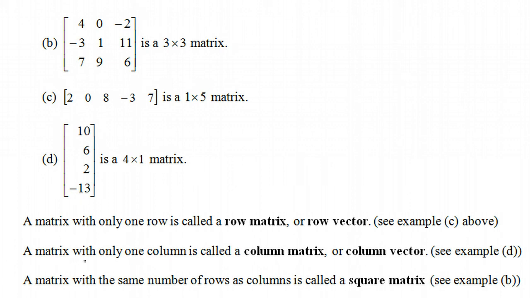And a matrix with the same number of rows as columns is called a square matrix. So like in part B, this is 3 by 3. It has the same number of rows as columns, so it's a square matrix, and you can see it looks just like a square.